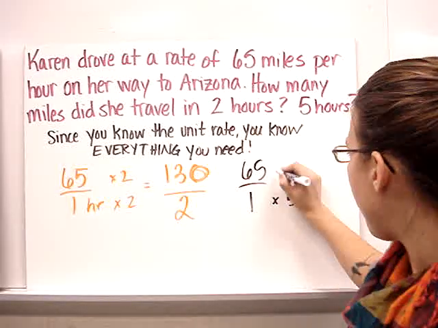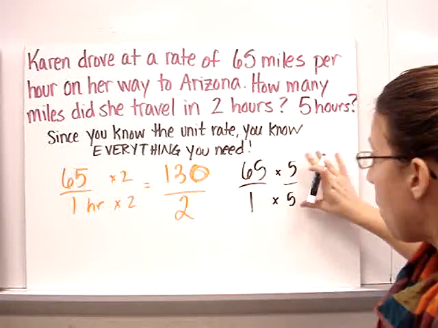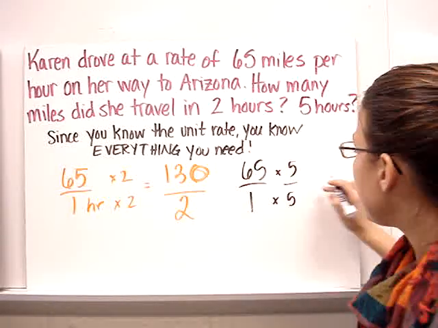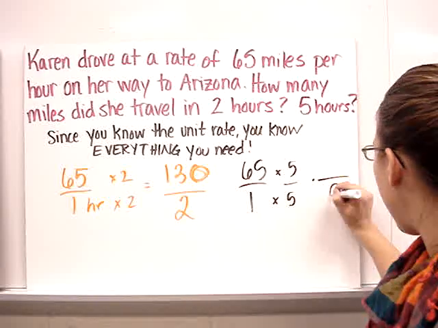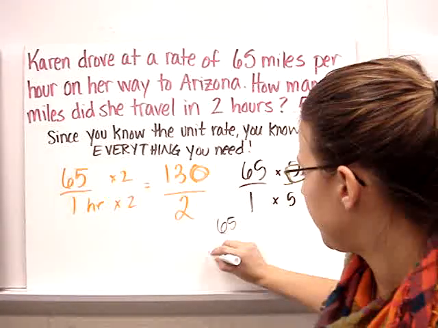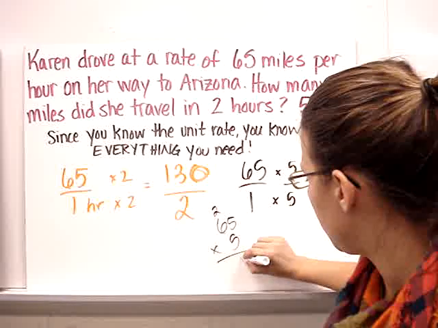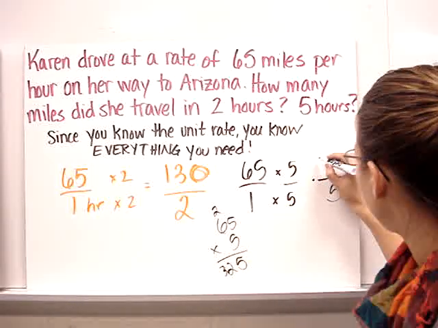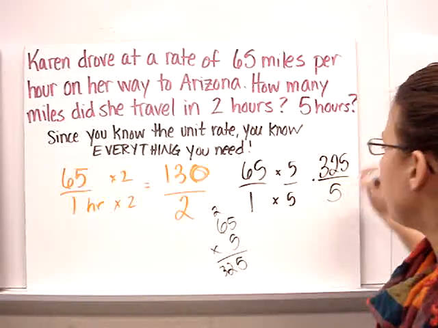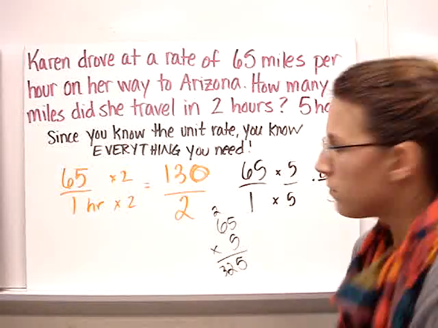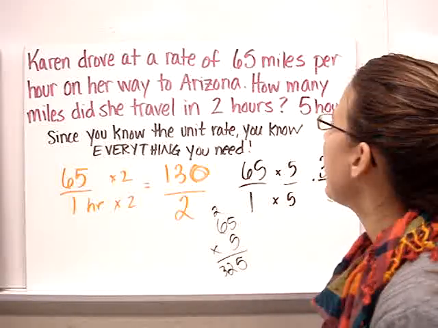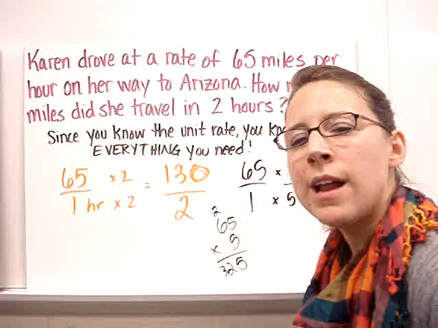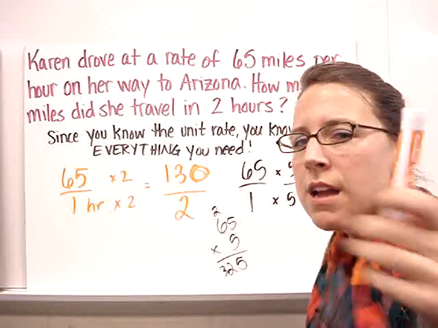Well, if I multiply by 5/5 like this, I'm multiplying by 1 and keeping the ratio the same. Well, 65 times 5, well, I know 1 times 5 is 5 hours. 65 times 5 takes a little bit of additional work for me. This is 325 miles in 5 hours. Cool, right? Could I find out how many miles she drove in a half hour? What would I do? Think about that.